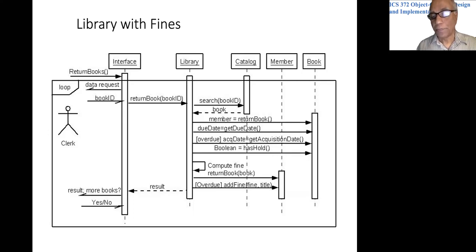We want to charge the fines differently if the book is more recent. If the book was acquired in the last 1 year, we need to charge more. And we also need to double the fine if the book had a hold. So let's look at this. So we need to know when the book was purchased.